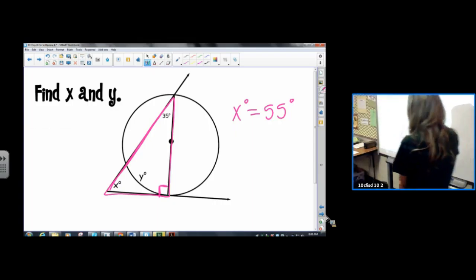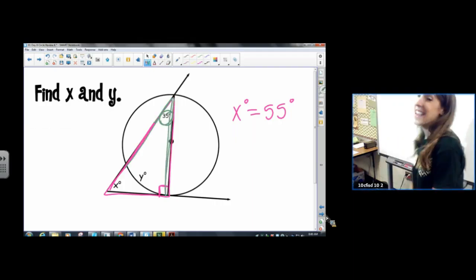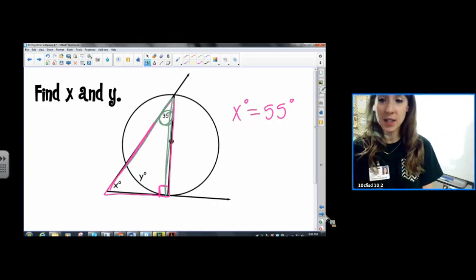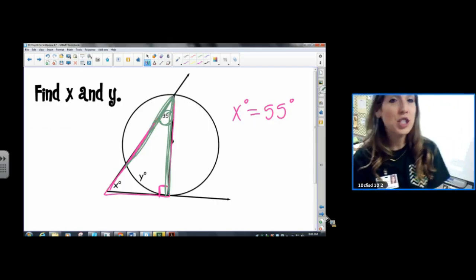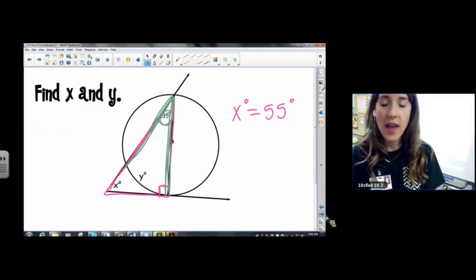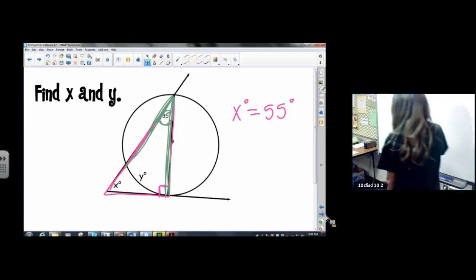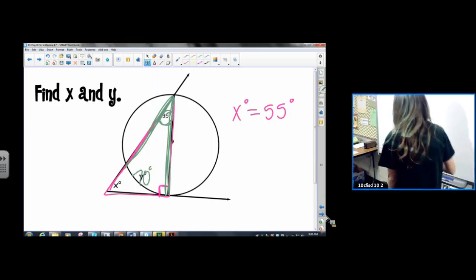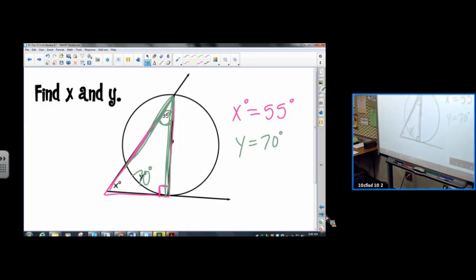The other way to get x, we would need to find y first. We know that y is an arc that is intercepted by an inscribed angle. This angle, 35 degrees, that is an inscribed angle. Inscribed angles do not equal their arcs. They are half of their arcs. So 35 is half of this arc. So if we double 35, we know that the measure of that arc is 90.